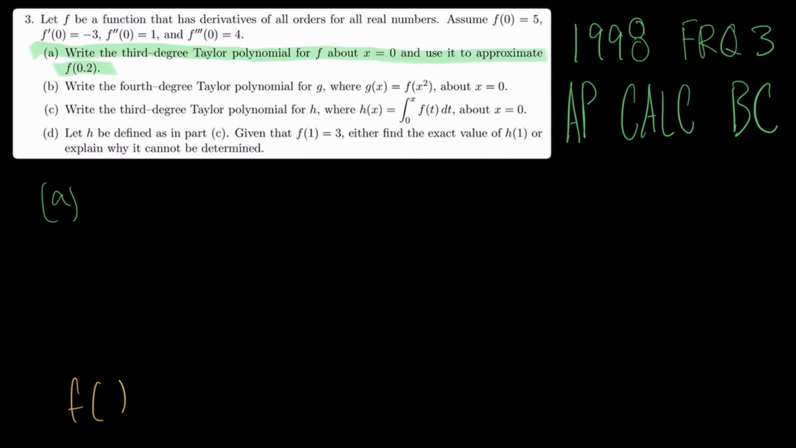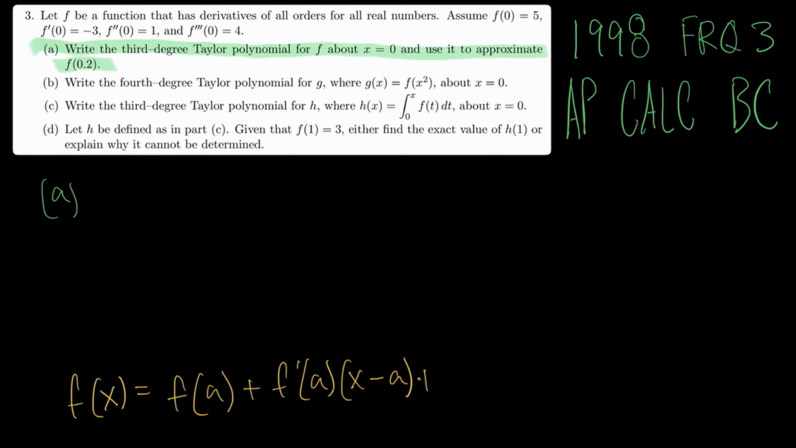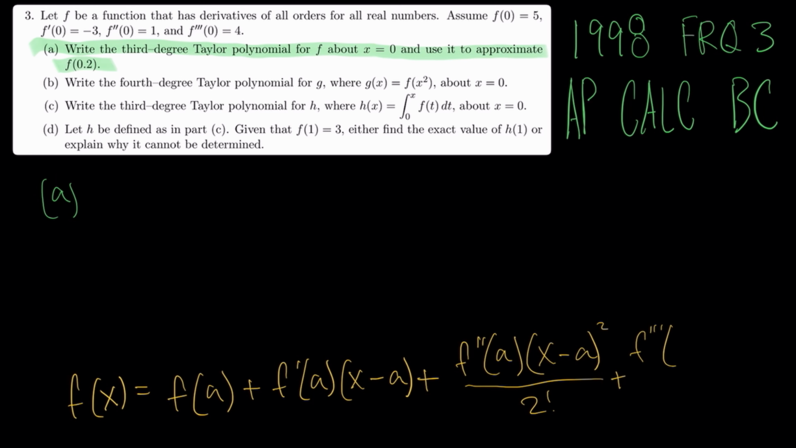I'll write at the bottom, we have f of x equals f of a, our center, plus f prime of a, x minus a. And I could write to the 1 power over 1 factorial, but I don't think that's necessary, plus f prime prime of a times x minus a squared, so that would be the second degree, over 2 factorial, plus, and I'll just write one more term, f prime prime prime of a, x minus a cubed over 3 factorial, plus dot dot dot.